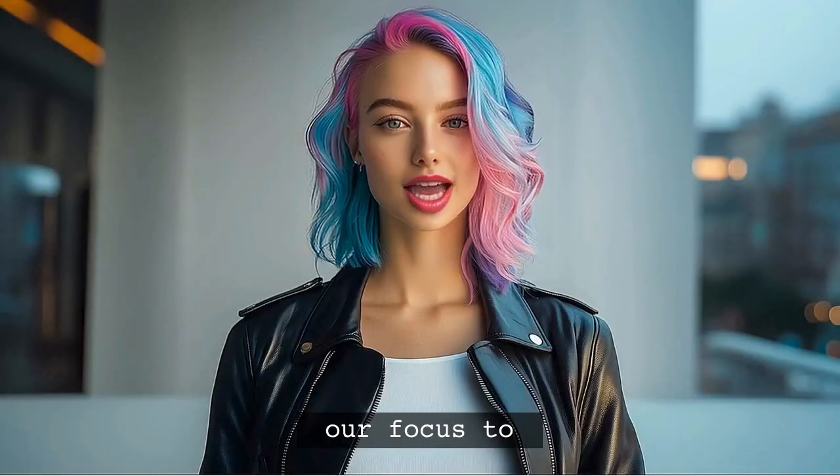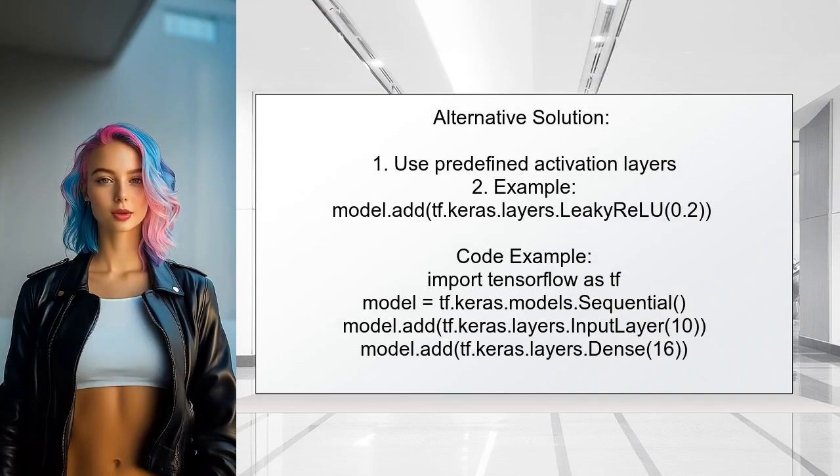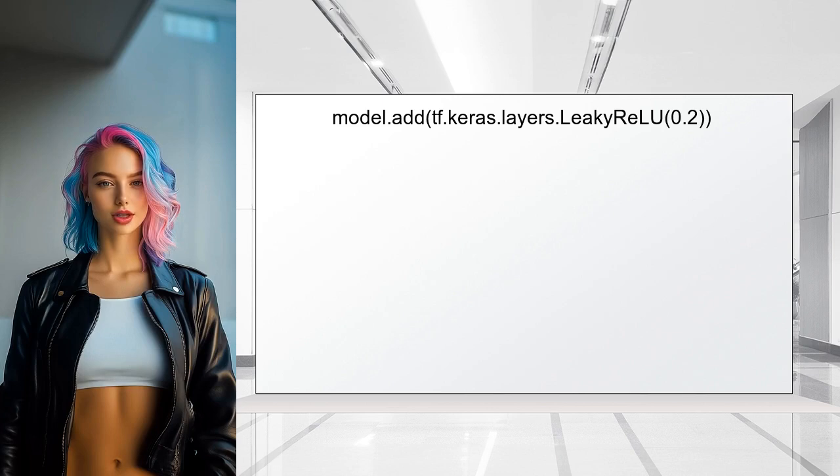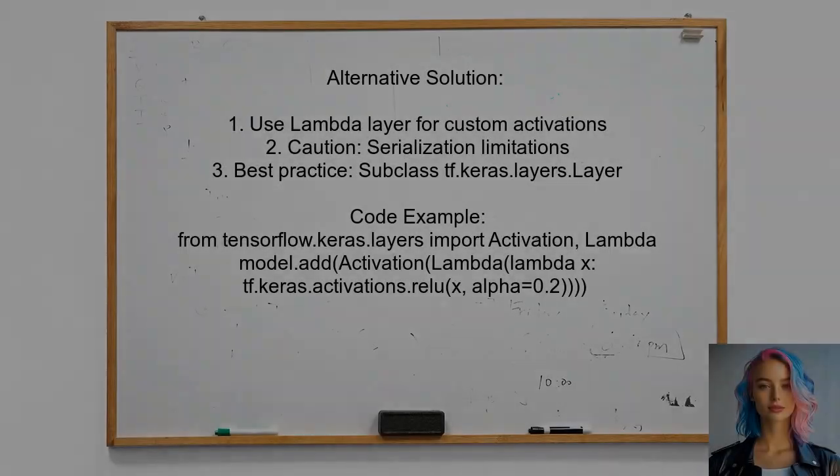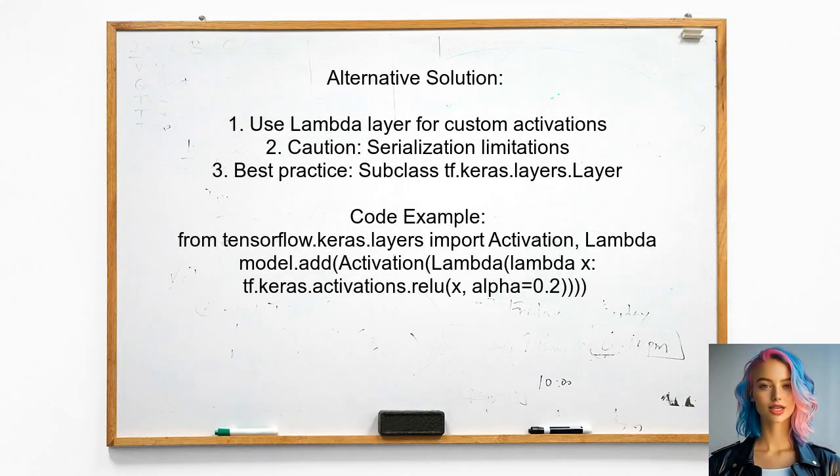Now, let's shift our focus to a different response. This user suggests using predefined activation layers in Keras, like LeakyReLU, which allows you to specify parameters directly. For example, you can add a LeakyReLU layer with an alpha value of 0.2 in your model. If the activation function you need isn't predefined, you can use a Lambda layer. However, be cautious as Lambda layers have serialization limitations. It's often better to subclass tf.keras.layers.Layer for custom activations.